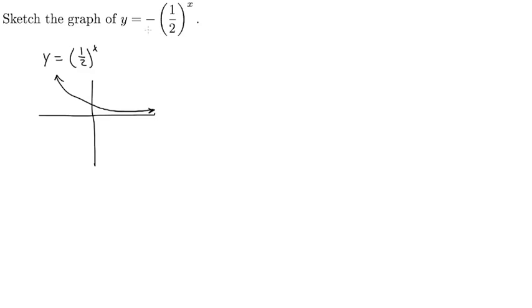This negative, if we remember from our graph transformations, is going to be a reflection in the vertical direction. So in other words, across the x-axis.